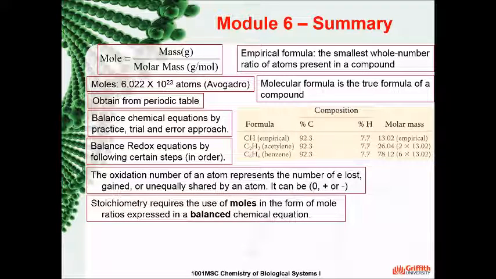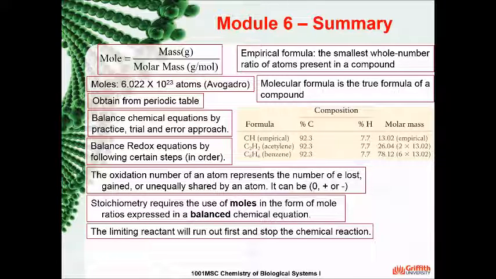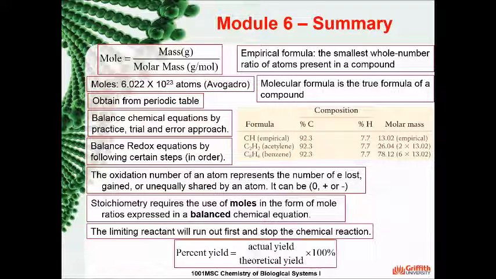In the third part of Module 6, we built on the previous concepts to explain the stoichiometry of chemical equations, and how we can use this concept to determine the limiting reactant. We finished the module by introducing the percent yield, which is the ratio between the actual and the theoretical yields. This is the end of Module 6.